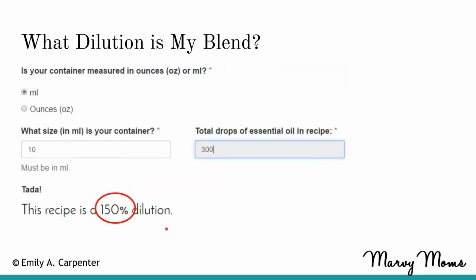And then the other way that you can use the calculator is finding out what an existing blend's drops are. A lot of times you'll find a recipe online, and we'll see these memes giving you a recipe for something, and you think, oh, that seems a little high. How high is that blend? And you want to know what's in it. So again, it's the same sort of thing. You just enter what measurement you're using, how many milliliters in your container, and then the total drops of the oil in the recipe.